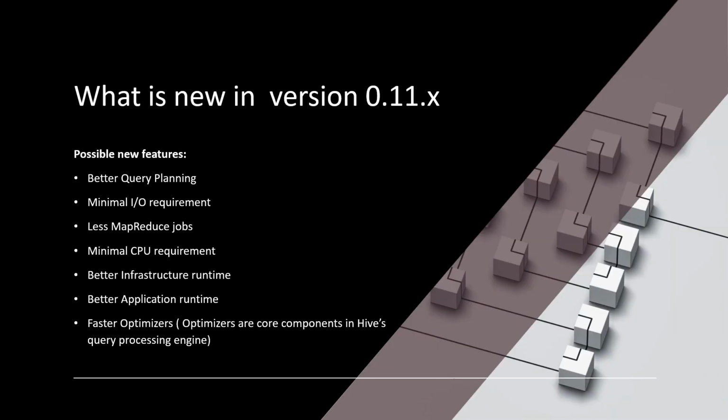So what is new in the latest version of Apache Hive? There are quite possible new features: better query planning, minimal input-output requirement, fewer MapReduce jobs, minimal CPU requirement, better infrastructure runtime, better application runtime, and faster optimizers.